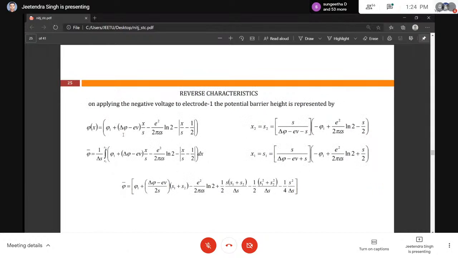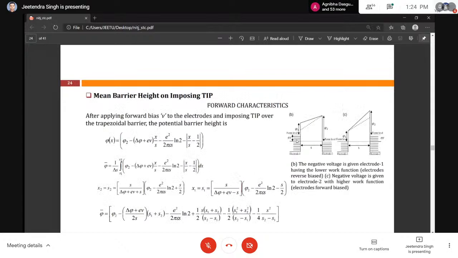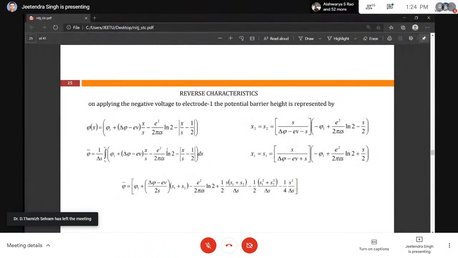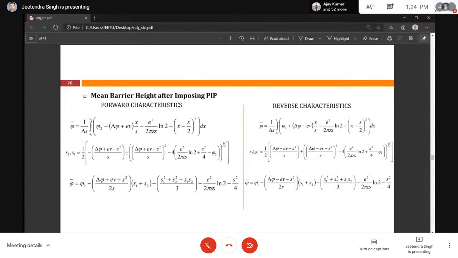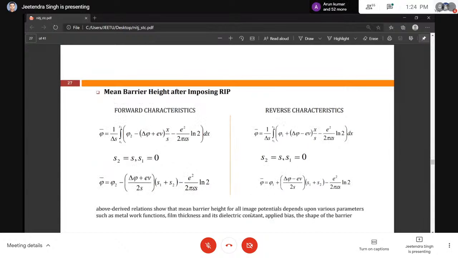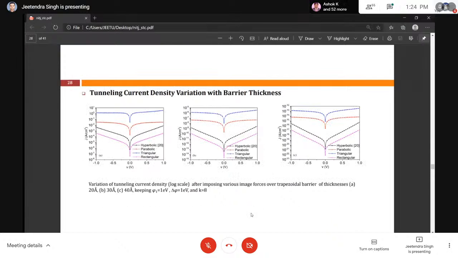In the reverse bias, we work with the other electrode first. We apply the voltage here, and then we have the relations for the mean barrier height, and we can calculate S1 and S2. We can also impose the parabolic image potential in the same manner. We calculate the values of S1 and S2, and finally we get the value of the mean barrier height for the rectangular barrier as well.